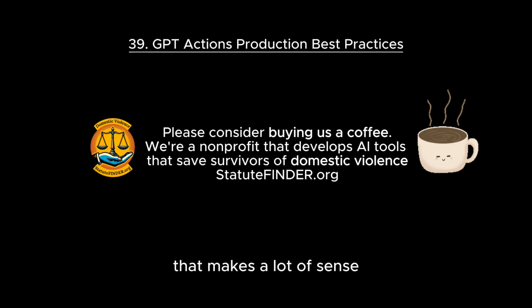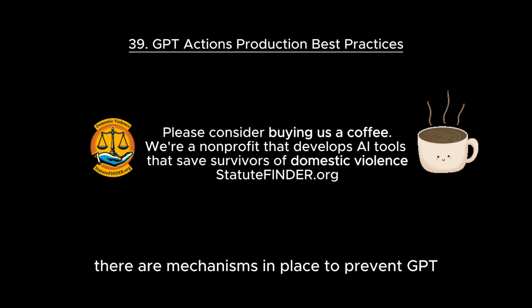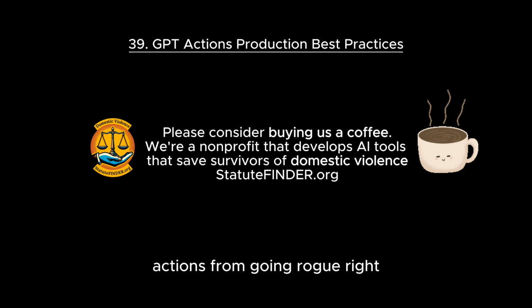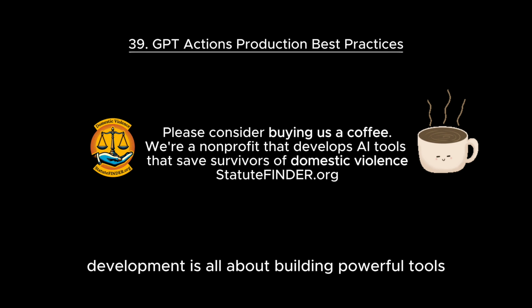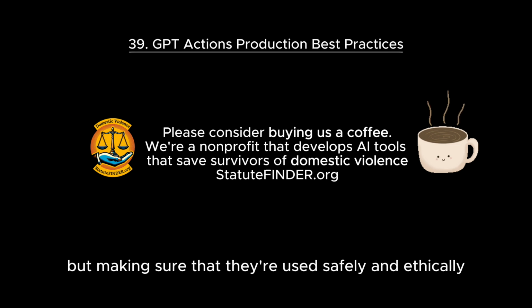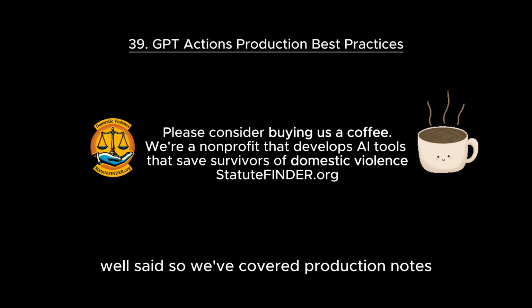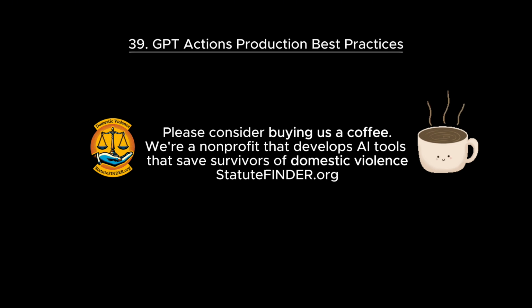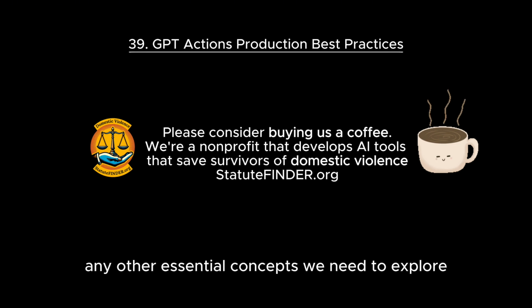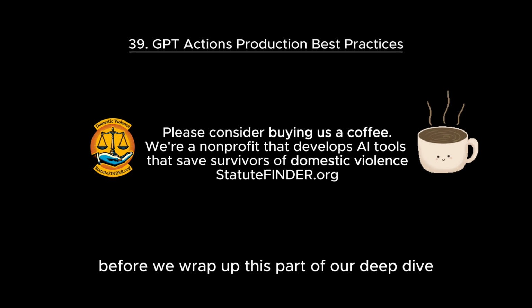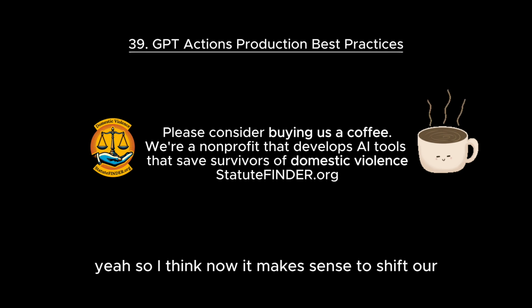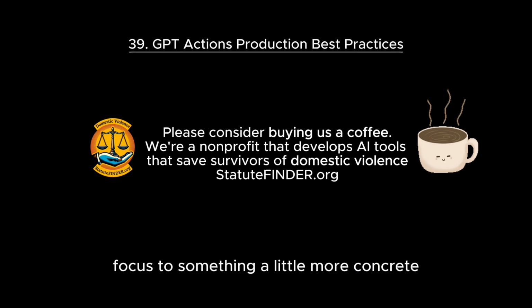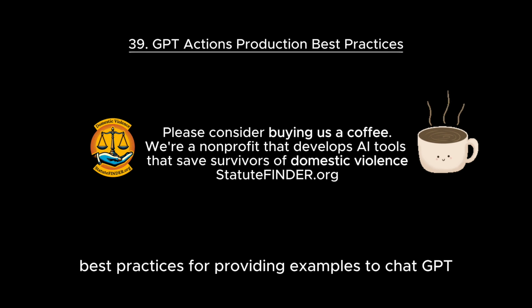That makes a lot of sense. It's good to know that there are mechanisms in place to prevent GPT actions from going rogue. Right. Responsible AI development is all about building powerful tools, but making sure that they're used safely and ethically. Well said. So we've covered production notes, authentication, the OpenAPI specification, and the consequential flag. Any other essential concepts we need to explore before we wrap up this part of our deep dive? Yeah, so I think now it makes sense to shift our focus to something a little more concrete. Best practices for providing examples to ChatGPT.